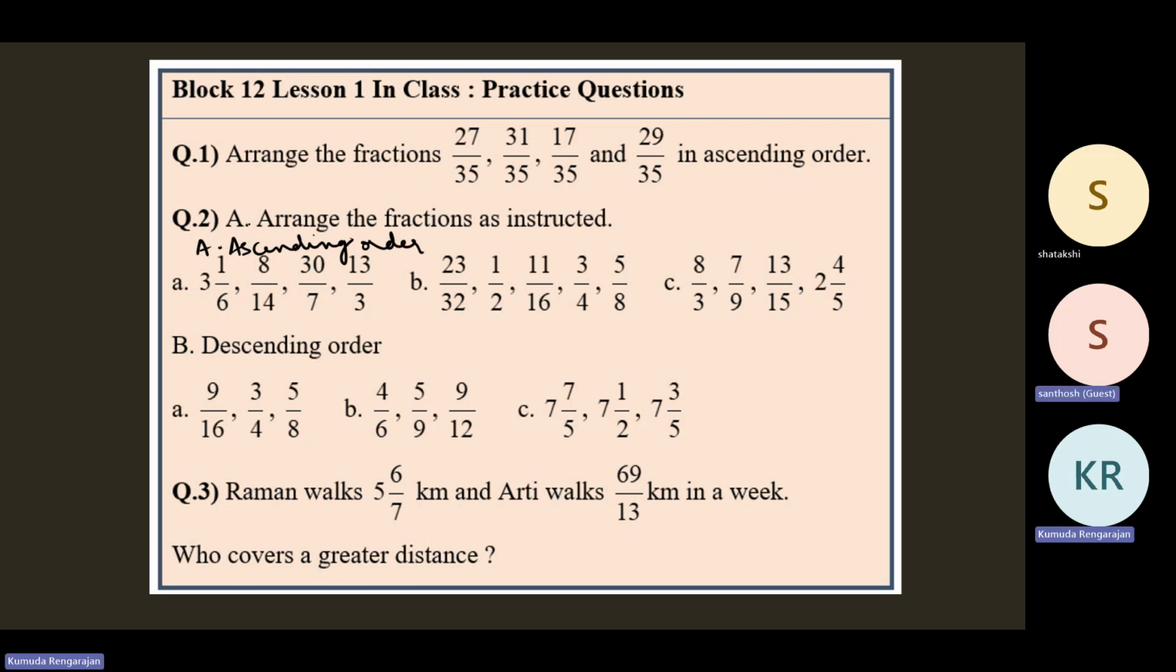Question number 2, the heading is arrange the fractions as instructed. Subdivision A is ascending order, subdivision B is descending order. So remember, children, wherever you can simplify, you should simplify. Otherwise, you'll only be complicating and taking a longer time.